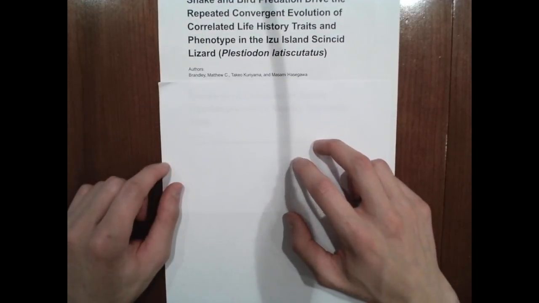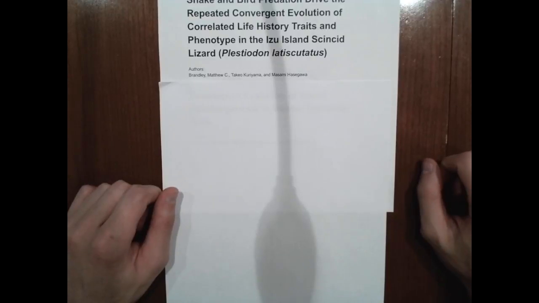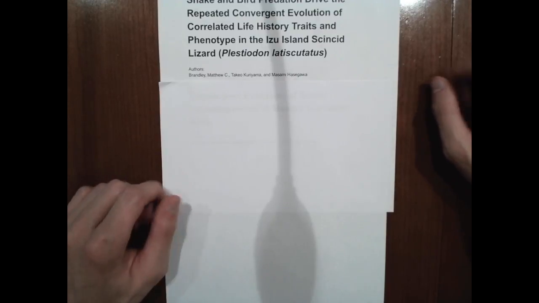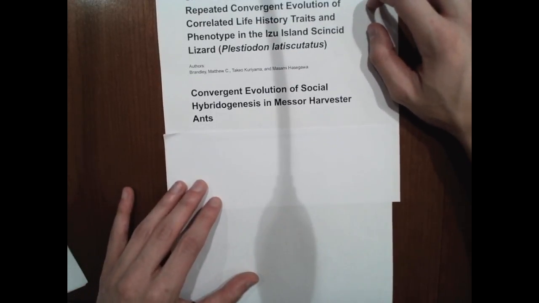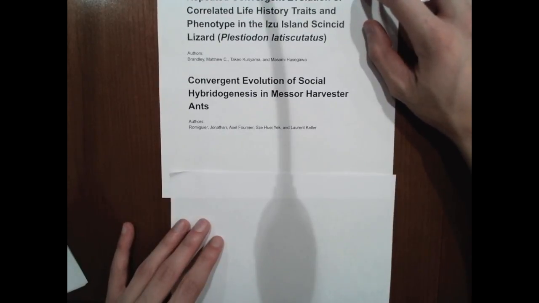And then finally, we're going to turn to an example that I find particularly interesting, namely the convergence of an unusual method of reproduction called social hybridogenesis in several ant species of the genus Messor, interspersed throughout Europe, Africa, and the Mediterranean. And that's that article right there. Those authors. Okay, so let's get started.